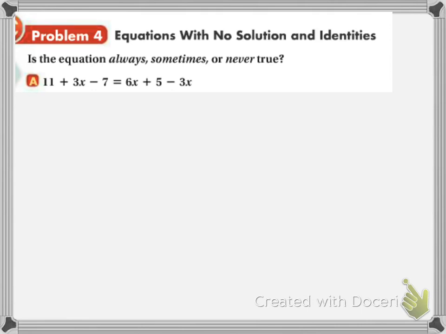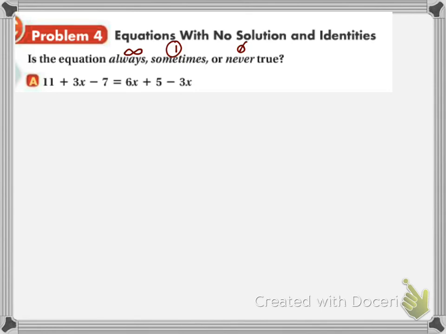Part A asks, is this equation always, sometimes, or never true? So again, what they're asking here, if it's always true, that means that it has infinite solutions. If it's sometimes, it has one. And if it's never true, that means that there's no solutions.